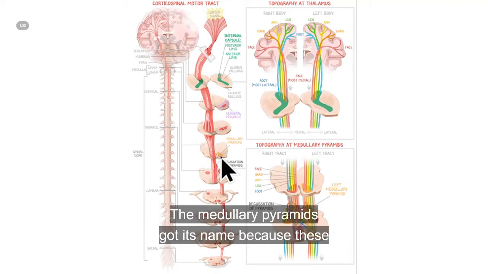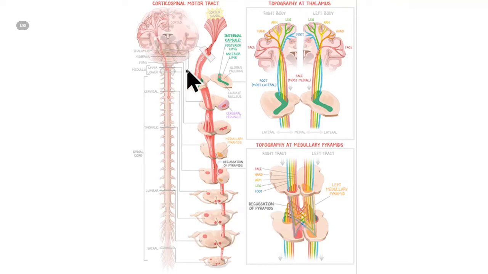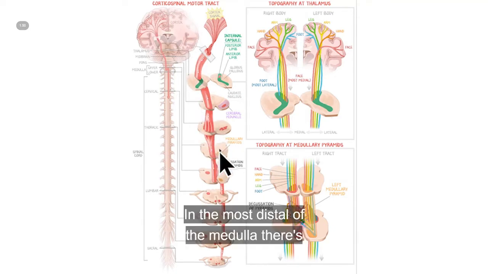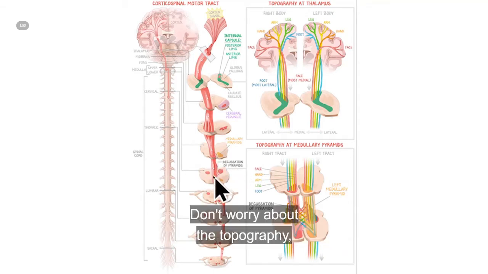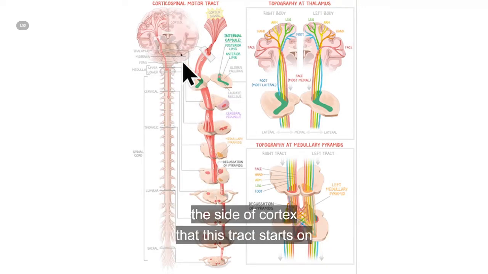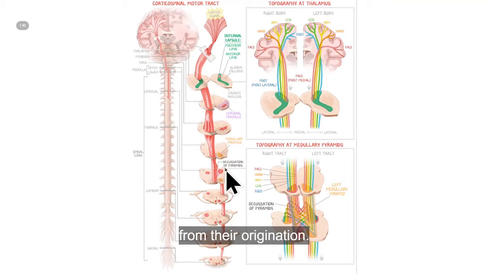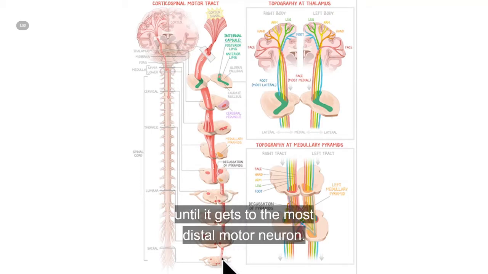The medullary pyramids got their name because these cells up here in cortex are multipolar. They're pyramidal. At the most distal of the medulla, there's the decussation of the pyramids. That means axons cross over. Don't worry about topography, but they switch sides essentially because there's two, one from each side of cortex. And what's going to happen, and this is very important for where we're going, the side of cortex that this tract starts on will cross over and innervate neurons of the other side, the contralateral side from their origination. And it will travel in the lateral corticospinal tract until it gets to the most distal motor neuron.